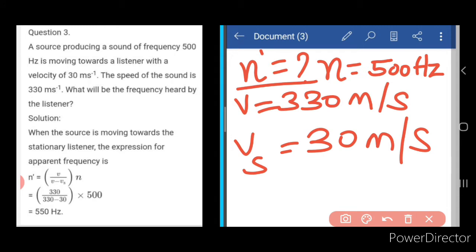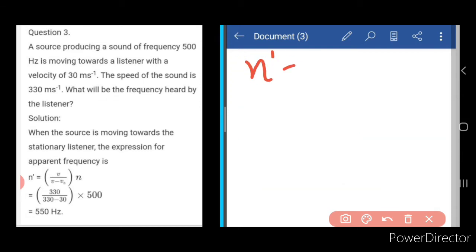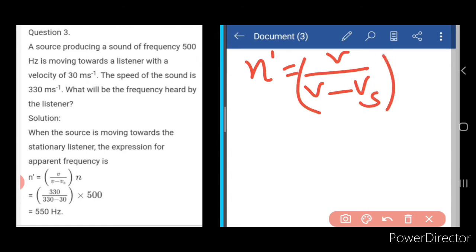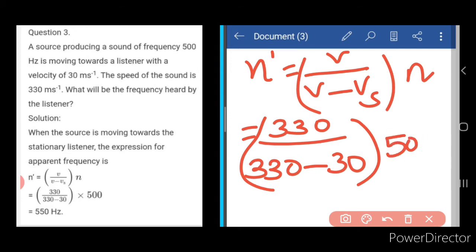Now here the source is moving towards the listener. So what will be the formula? The formula is n dash is equal to V divided by V minus Vs, into n, that is the frequency of the source. Now everything is given directly. Velocity is 330 meter per second. Again here 330 meter per second. Velocity of the source is 30, and the frequency of the source is 500.